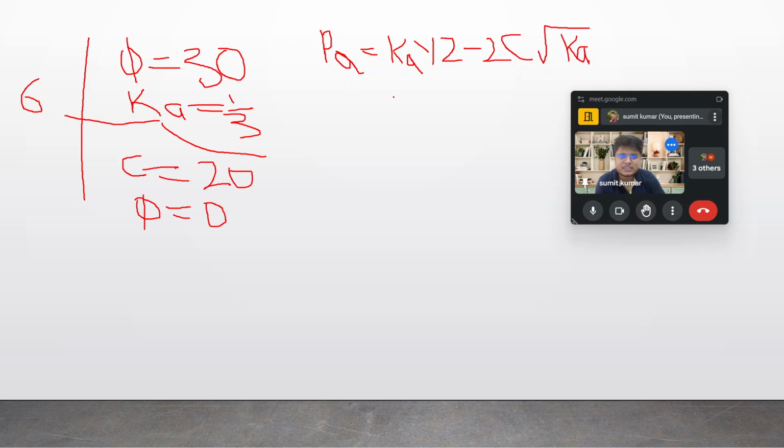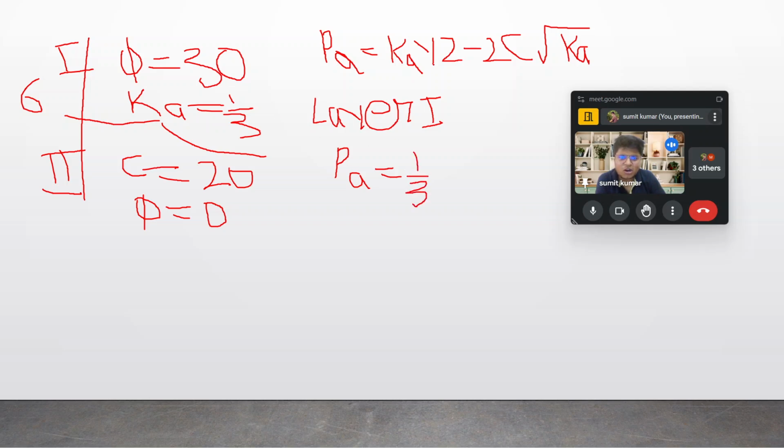Right? Now, this is our layer 1, this is our layer 2. Now for layer 1, as we are going to calculate this value, we write it in terms of Z only. So the value is going to be PA equal to K gamma Z. K value is 1 by 3, so this is 1 by 3.